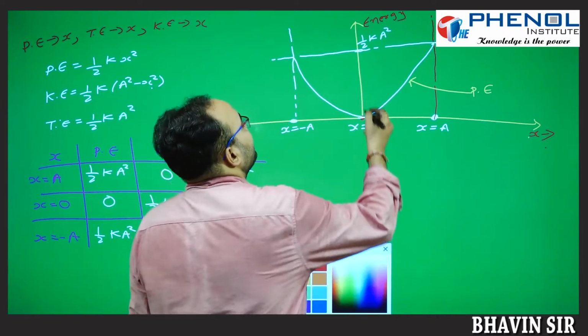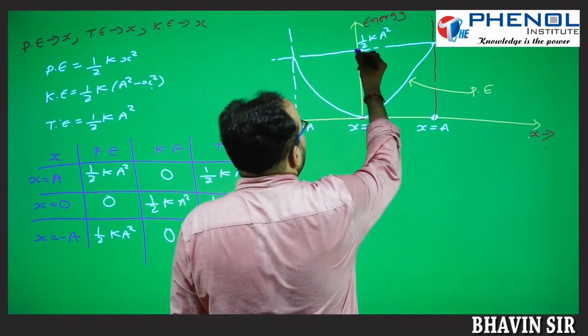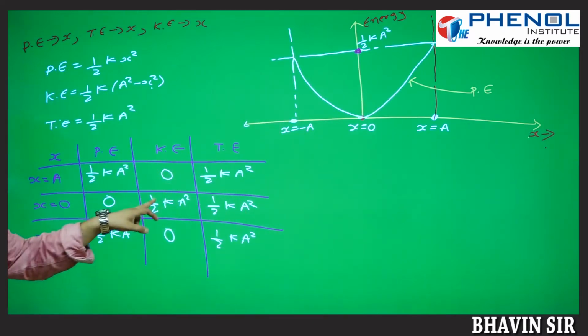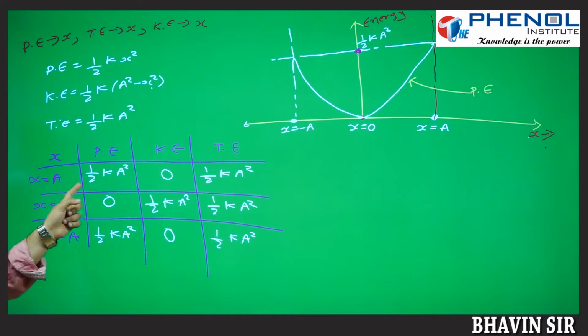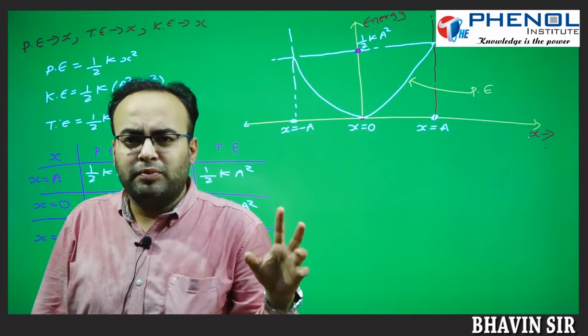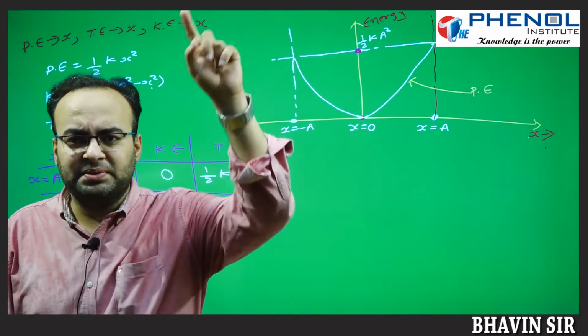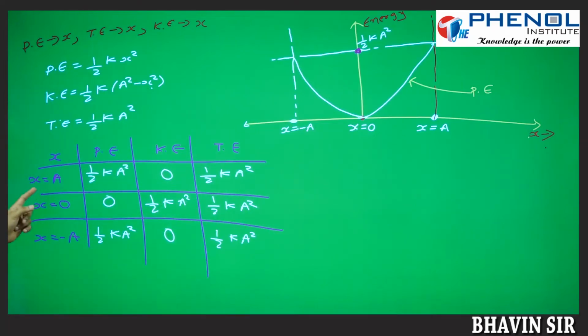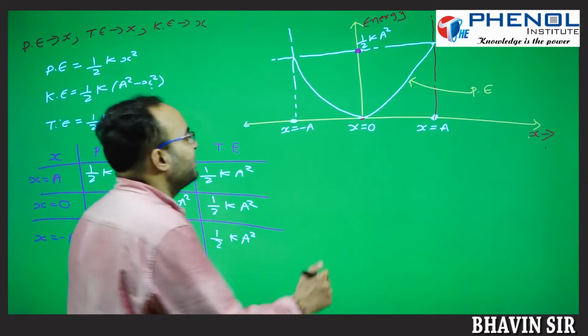the graph of kinetic energy starts from maximum. Why? Because at x equals 0, kinetic energy is maximum, half k a square. At x equals a, kinetic energy is 0. At x equals minus a, again kinetic energy is 0.